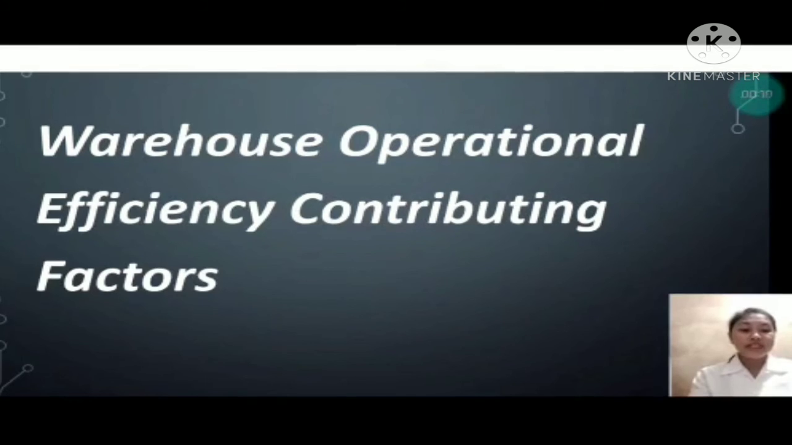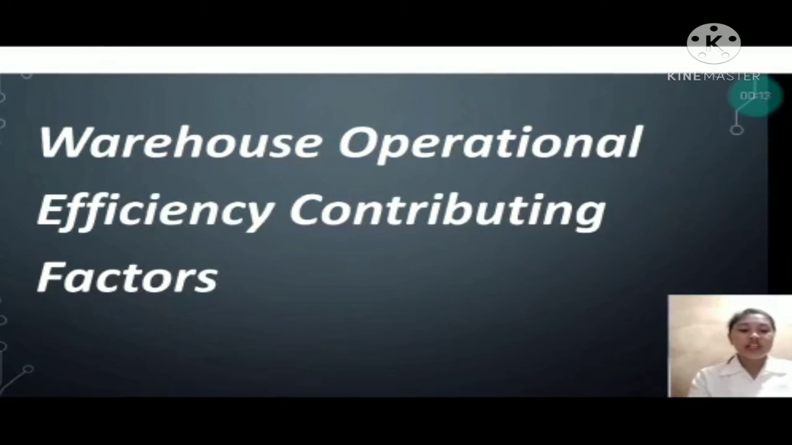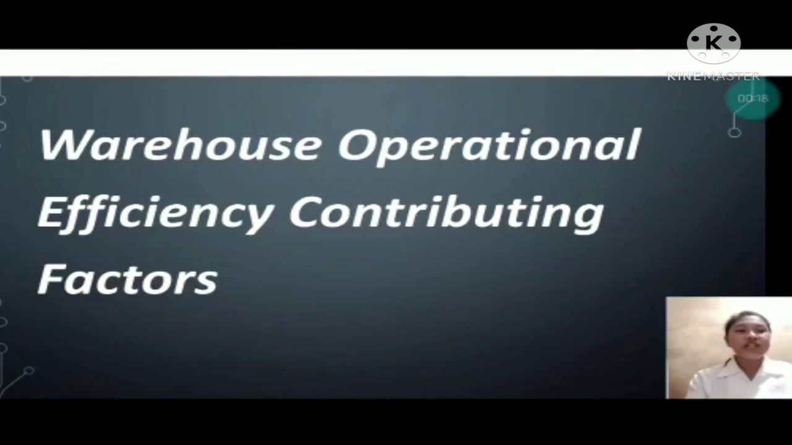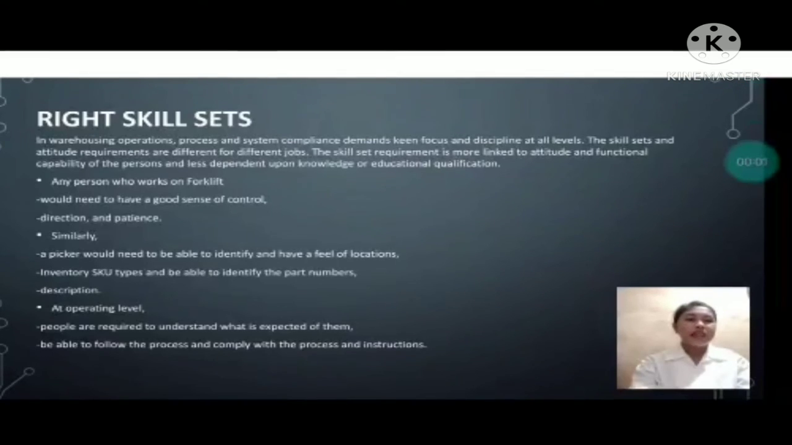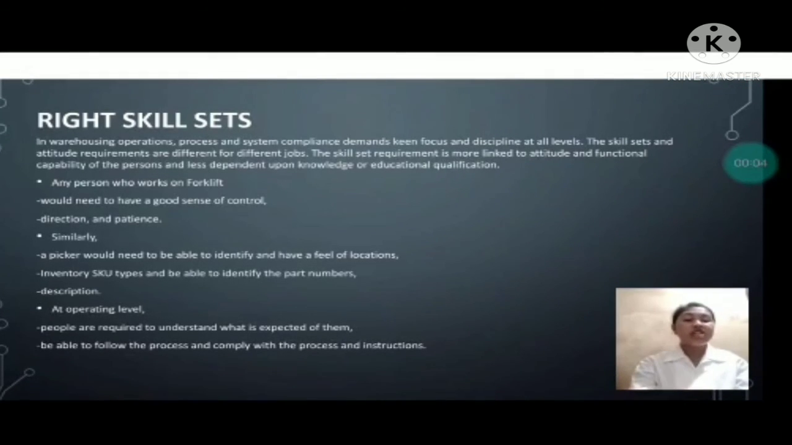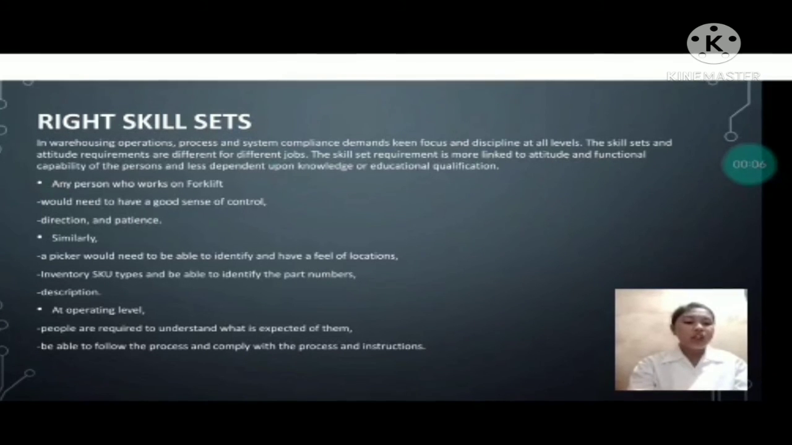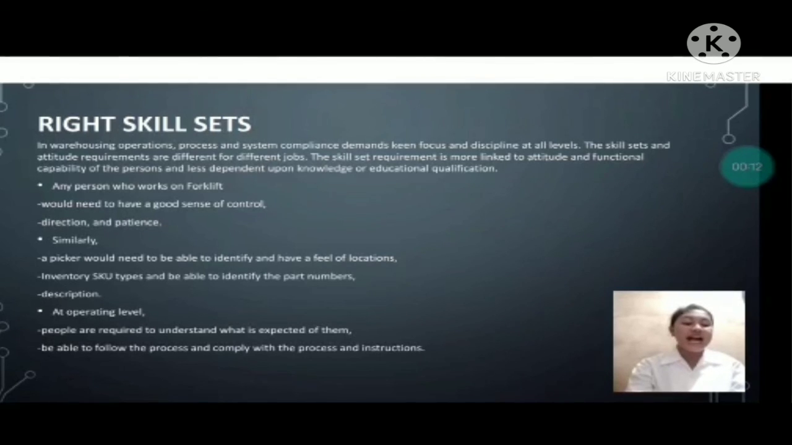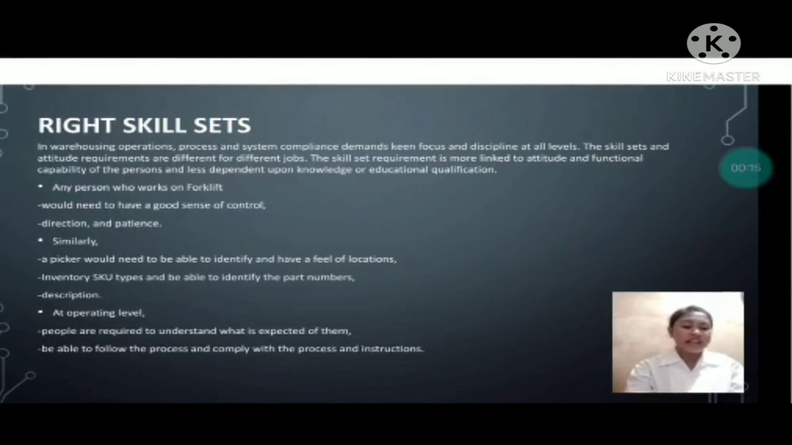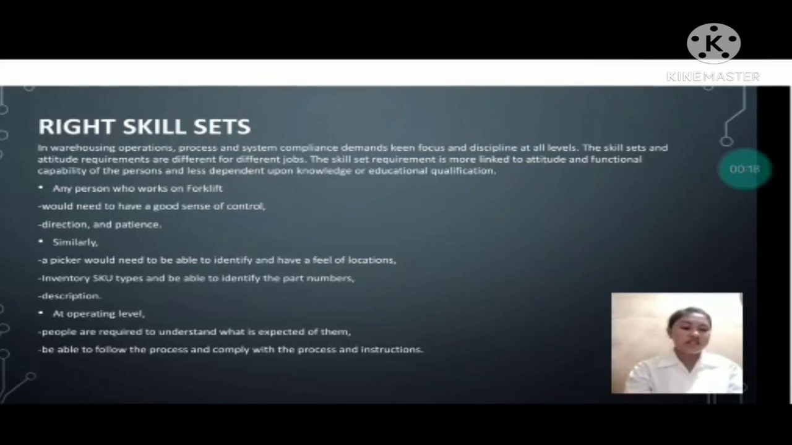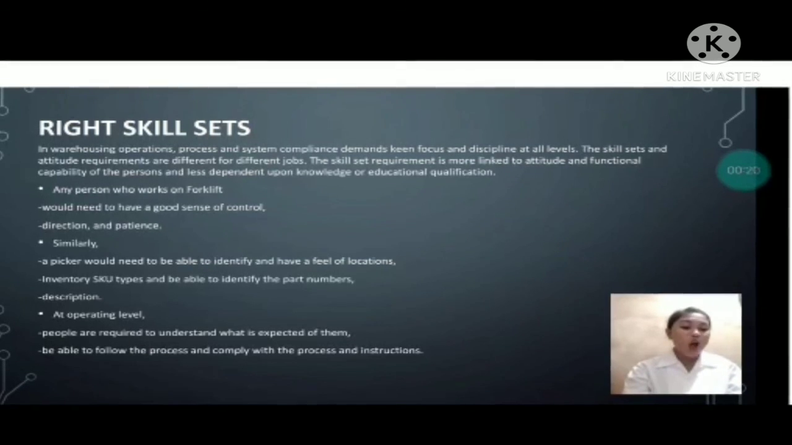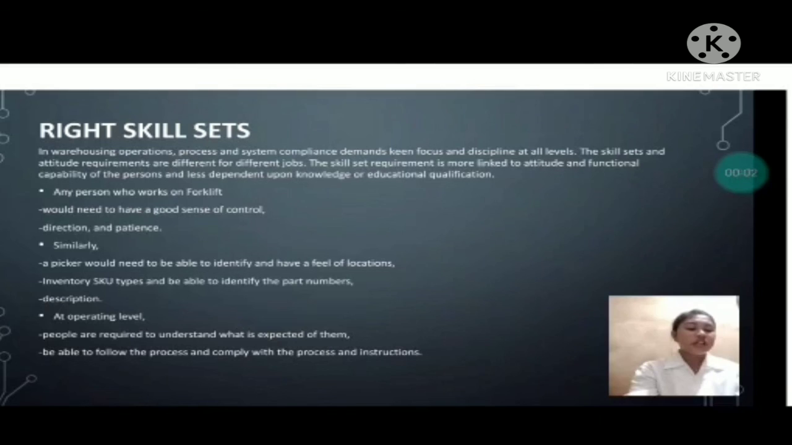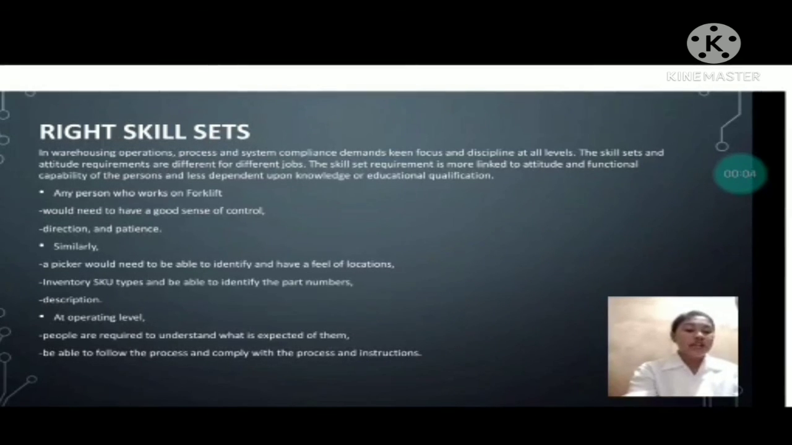I am Lovely Niña Bentulan and I am here to continue the discussion or report about the warehouse operational efficiency contributing factors. The fourth one is right skill sets. In warehouse operations, one of the requirements to consider in hiring a person or people is that he or she must have the right skill sets because he or she can apply them in his or her job in the company warehouse. Their knowledge, skills, and abilities, also the experience, are needed to perform a specific job. You must hire someone that has the right skill sets for a specific job.